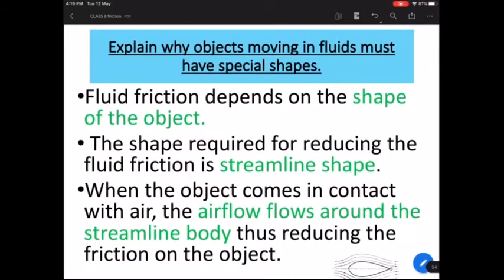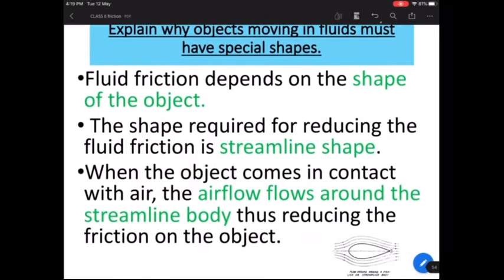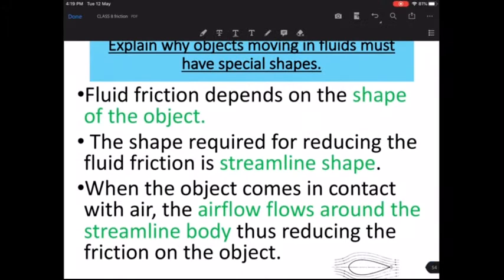Okay. Explain why objects moving in fluid must have a special shape. So he's asking, any object when it is moving inside any fluid, why is it necessary that it should have a particular shape? And what kind of shape was that? We discussed this also. What kind of a shape was that? It was a streamline shape.